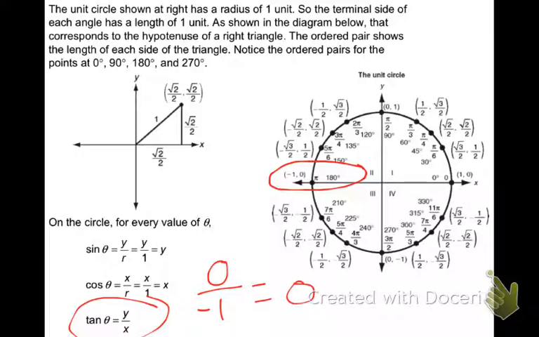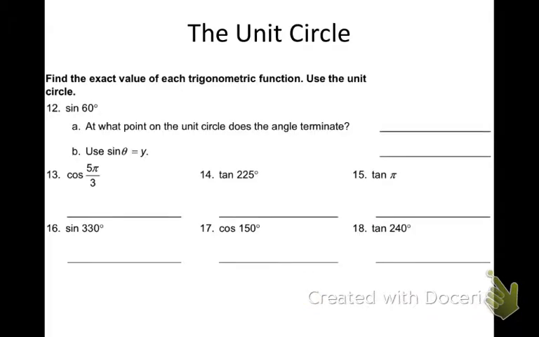Okay. Does everybody get sine and cosine at least? Tangent's the one that you've got to do some work on. Okay. Write down number 16, 17, 18. I want you to try those 3 on your own. I'll go back to the unit circle so you can give it a shot. You want the sine of 330, the cosine of 150, and the tangent of 240.